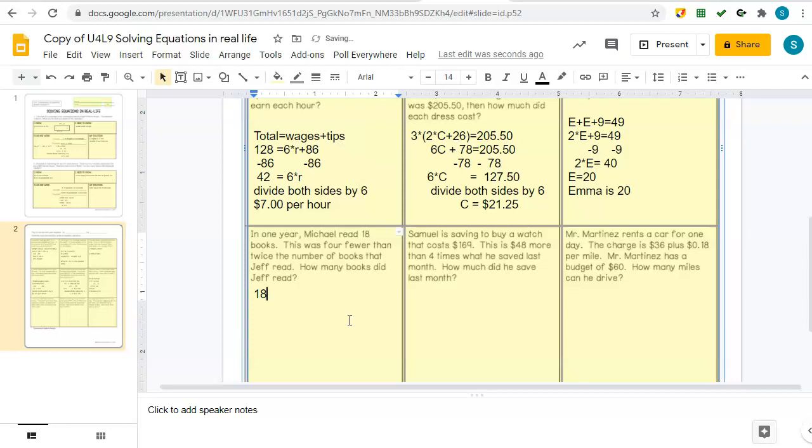So Michael read 18, and 18 equals 2 times the number that Jeff read minus 4. So we get 18 equals 2J minus 4, where J is the number that Jeff read. You go ahead and solve that equation. You get J equals 11. Jeff read 11 books.